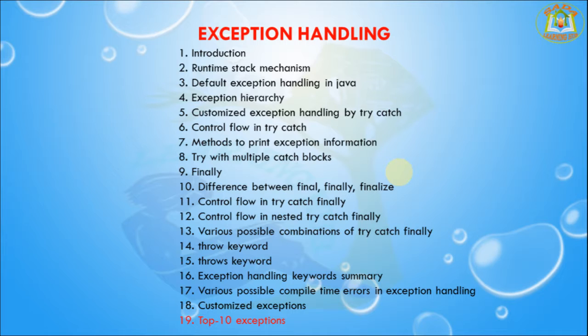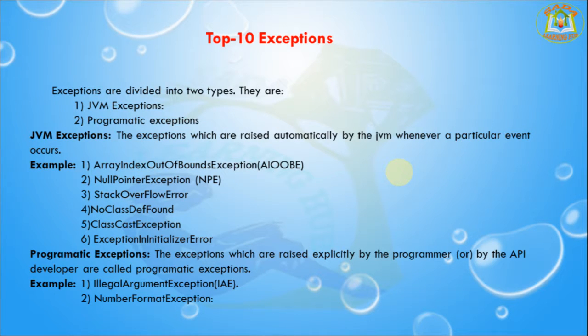Today's session, we are going to discuss the top 10 exceptions in the Java programming language. Exceptions are divided into two types: JVM exceptions and programmatic exceptions. Now I am going to discuss JVM exceptions. These are exceptions raised automatically by the JVM whenever a particular event occurs, for example, ArrayIndexOutOfBoundsException and NullPointerException. These are the JVM exceptions.